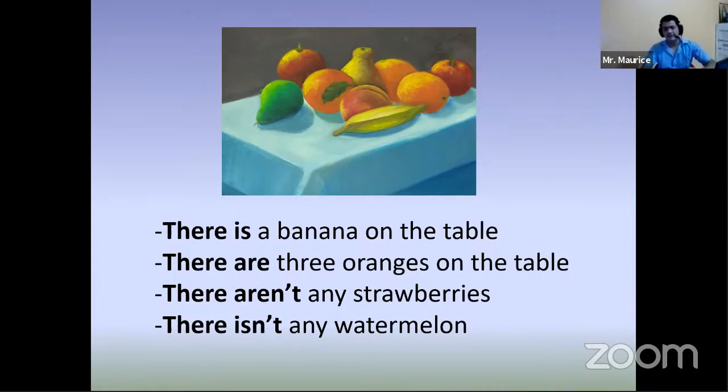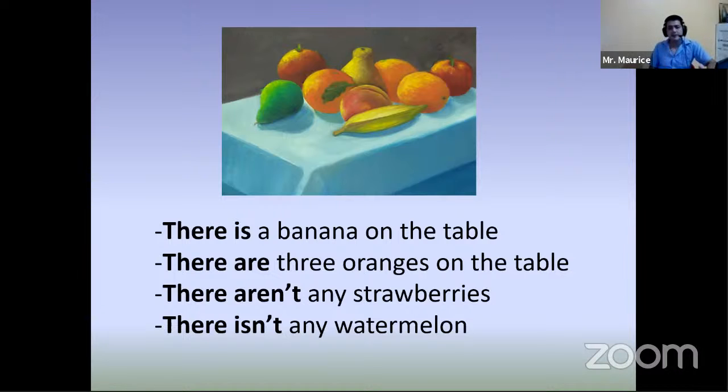Andrés Moreno, please help me with the sentence number 3, please. There aren't any strawberries. Correct. Thank you. Strawberries means strawberries, fresas. ¿Vemos la imagen? No hay fresas. Plural. Use the negative. There aren't any strawberries. Okay, so let's continue.